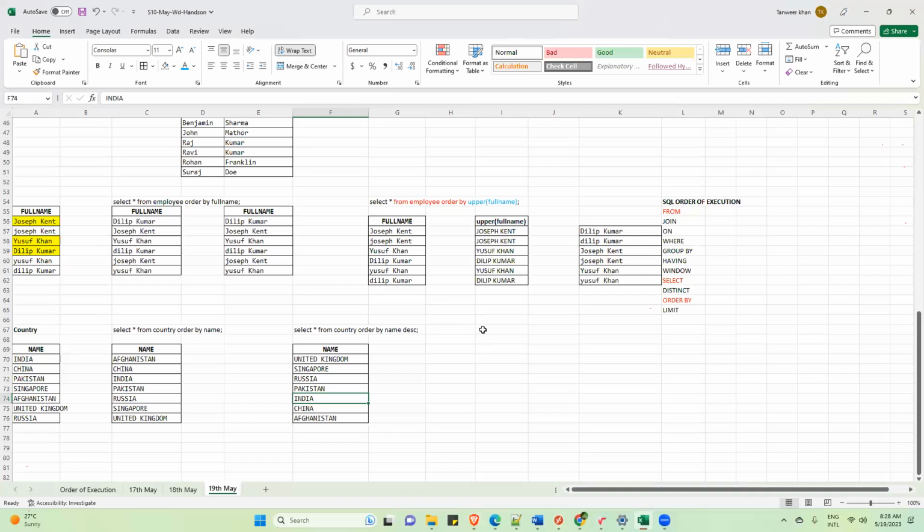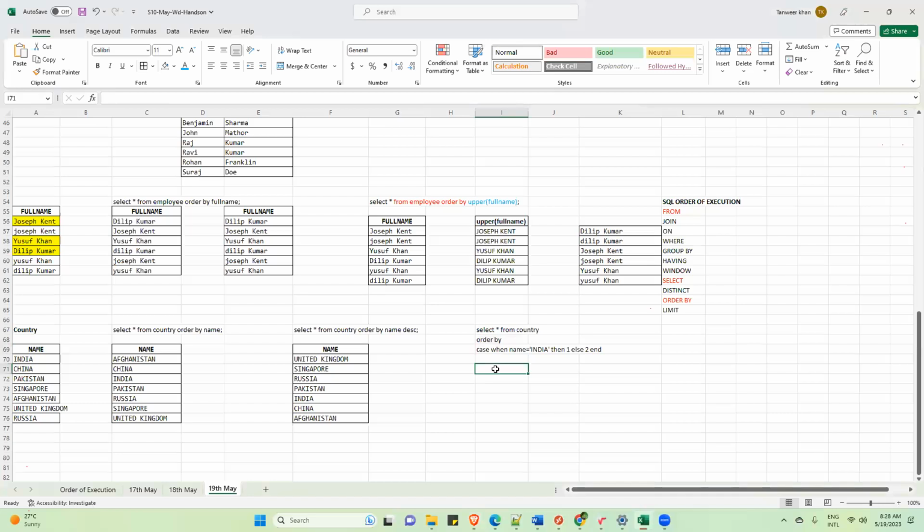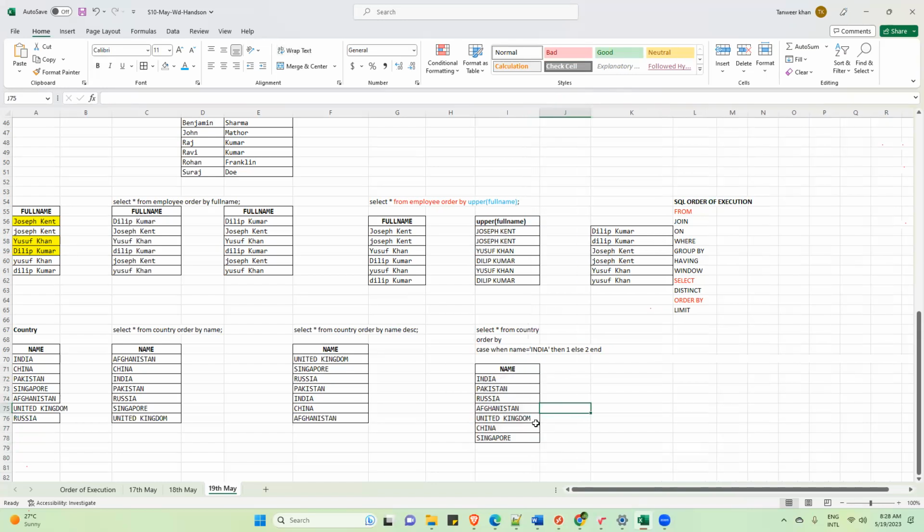Okay, this is the query I have written, and this is the output. Now tell me, is this output as per the expectation, as per the requirement? Yeah. Now India is on the top, right? This was the question. Yes, so we have placed India on the top.